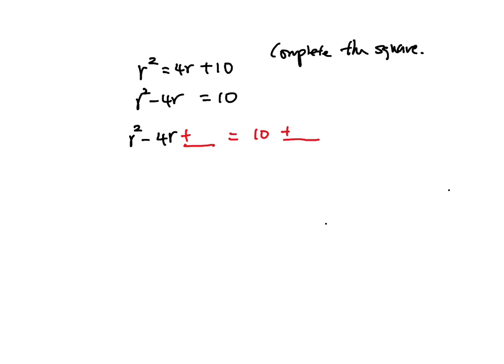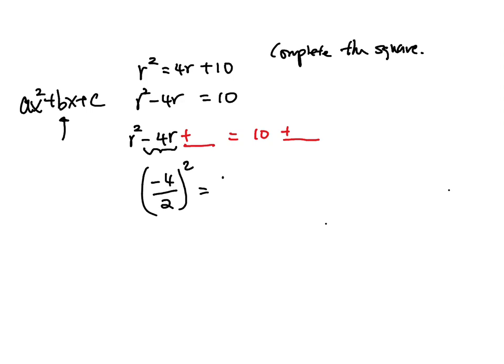Okay, to figure out which number to add to both sides, take the number in front of the r, or the b, if we're thinking about ax squared plus bx plus c. Right? We take that number, we divide it by 2, and we square it. And that's the number we're going to add to both sides. Negative 4 divided by 2 is negative 2. Negative 2 squared is 4. So we're going to add 4 to both sides.